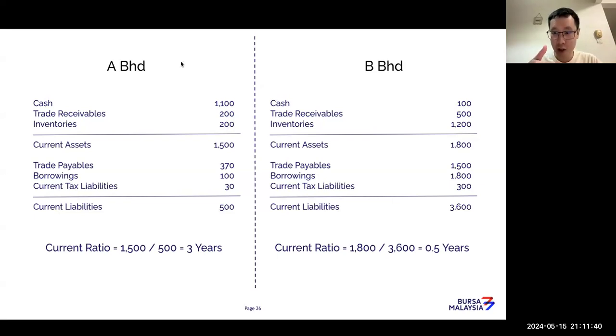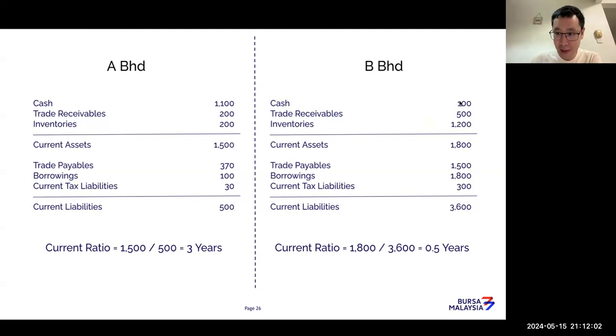So you need cash to pay out dividends. You need cash to grow. So therefore, that is actually why we measure current ratio. All right. We want to make sure that the company has enough current ratio to not just pay dividends, but also have money set aside for growth. Okay. What about B Berhad?